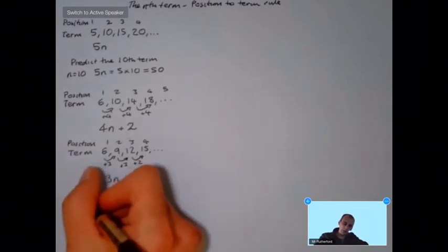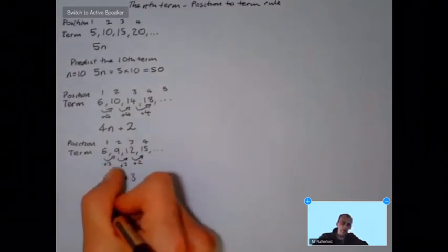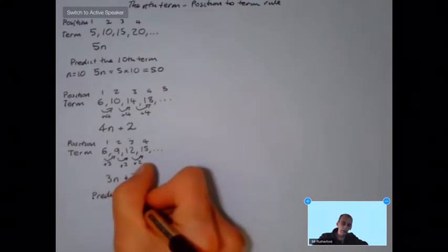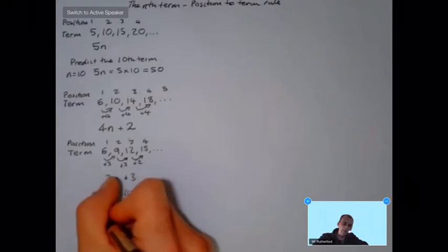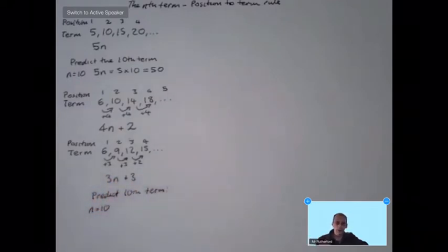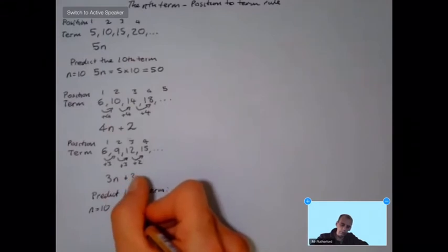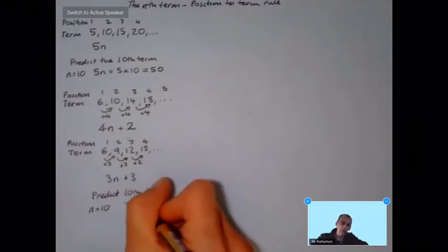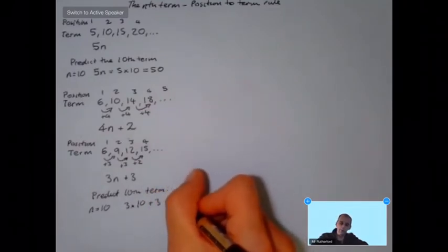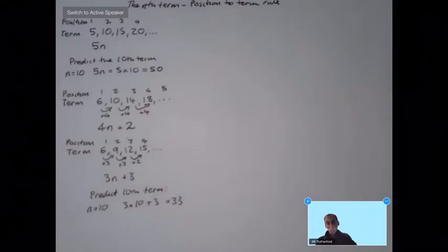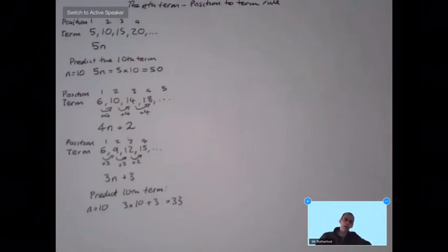Okay, now again, I didn't do this last time, but I could ask you to predict the 10th number or the 10th term. So if n is 10, the nth term is going to be 3 times 10 plus 3, which is 30 plus 3, or 33. So those are examples of ascending sequences where the term-to-term rule is add something each time.